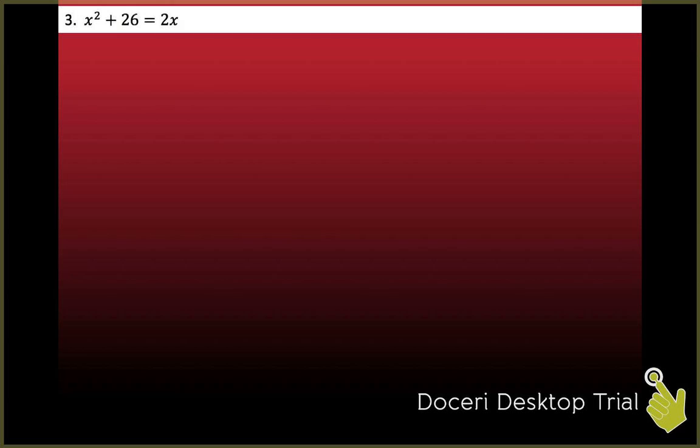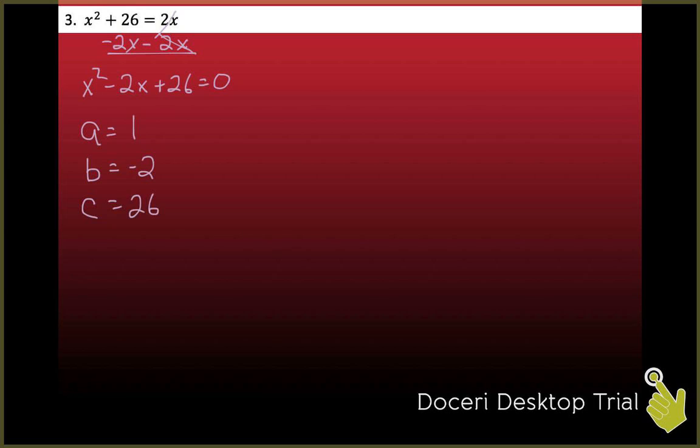The last example here. I'm not going to write it out this time, but you need to ask yourself, is this in standard form? The answer to this would be no. So we're going to actually have to subtract 2x from both sides. So we'll end up with x squared minus 2x plus 26 equals 0. Our a is going to be 1, our b is going to be negative 2, and our c is going to be 26, a big old number this time.